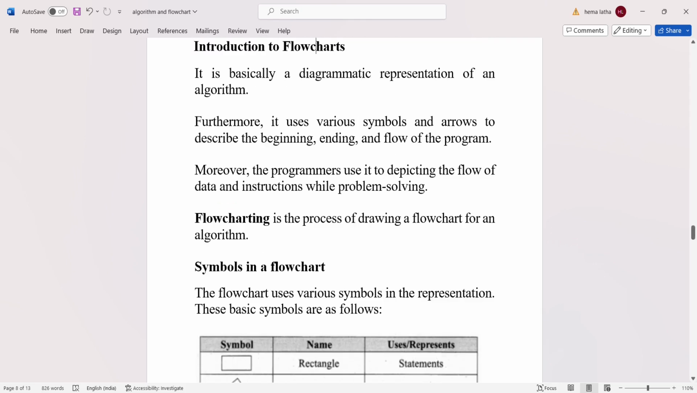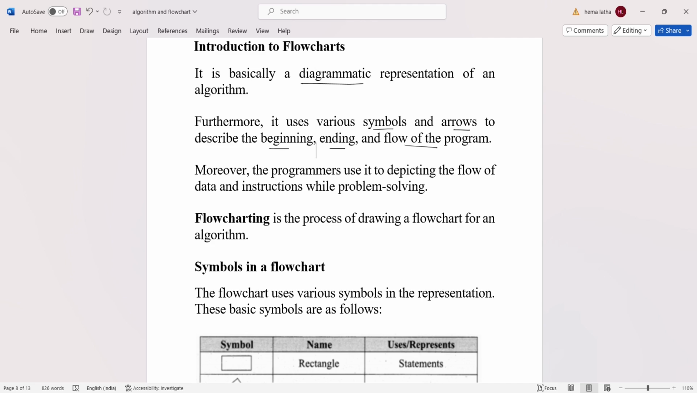So now we have completed how to write the algorithm. Next we are going to discuss flow charts. So a flow chart means the same process represented in a graphical way. That means a diagrammatic representation of the algorithm only. So here we have to follow certain symbols and arrows to describe the beginning, the ending and the flow of the program, everything. So we are going to follow certain symbols.